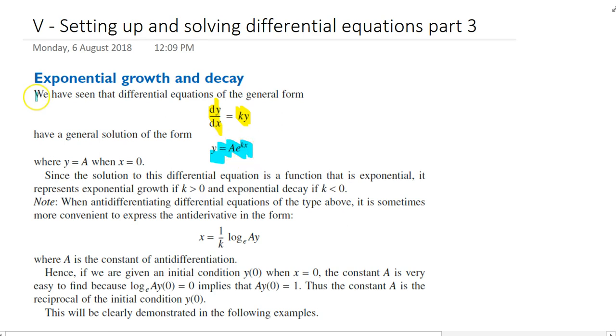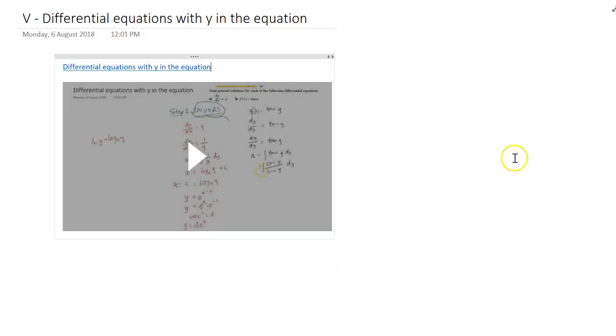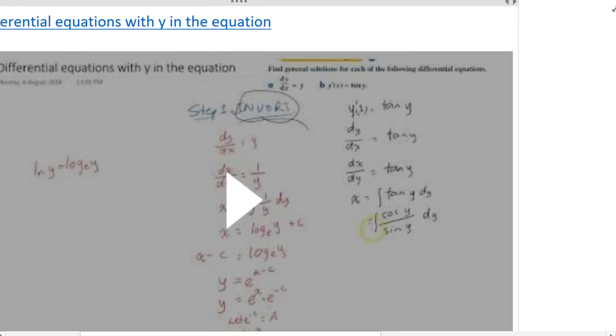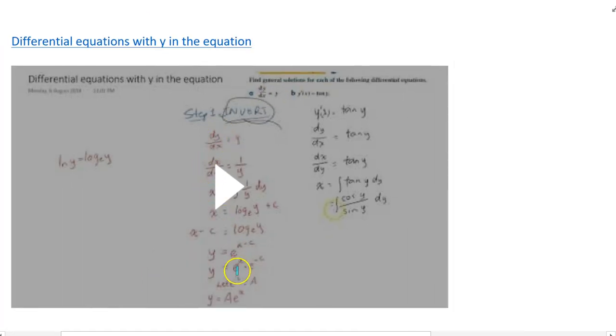And you might say, well, what? We have seen that? Yeah, we have seen that. We did do a question that would have been very, very similar to that over maybe here. There it is. dy/dx equals y. And you end up with e to the x minus e to the negative c, and then you finally end up with y equals a e to the x.